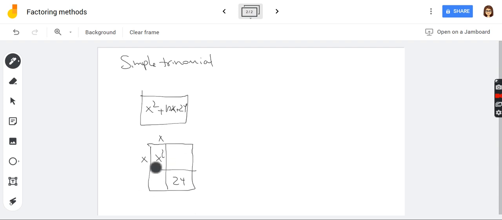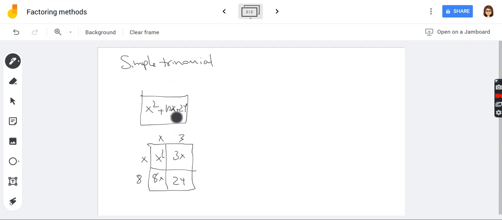We've got to find two numbers that multiply to 24. I know 3 and 8. The 3 and 8 will give me a 3 times x, which is 3x. 8 times x is 8x. When I add up all these terms, I'm going to have an 11x as the middle term.